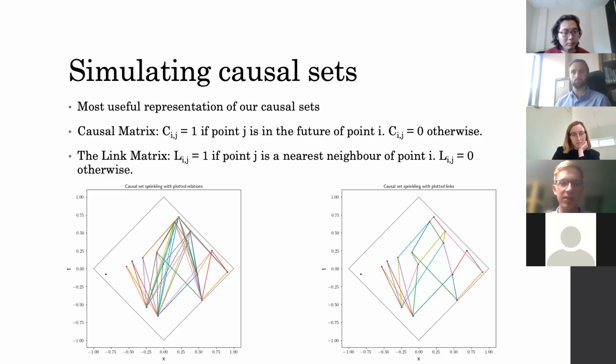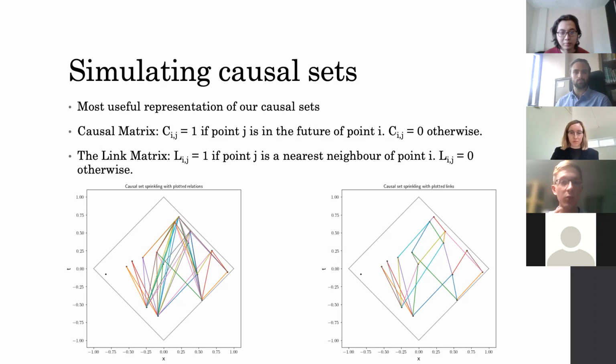A point J has to be the nearest neighbor of a point I. That means there needs to be no intermediate point K such that it's to the causal future of I and to the causal past of J. In the two diagrams here, I have the link matrix relations plotted on the right, and it's the same sprinkling. The causal matrix plot is a lot more dense than the link matrix.